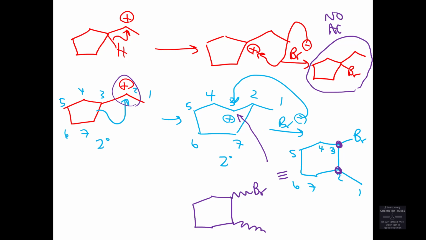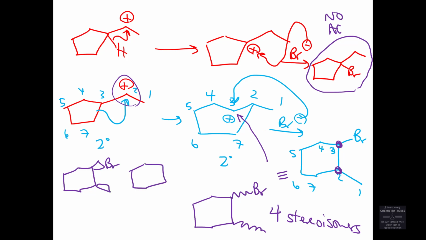So those 2 wonky squiggles right there really represent how many products? 4 stereoisomers. A pair of enantiomers and another pair of enantiomers. 4 stereoisomers. I won't always draw them all, but I'm going to do it right now. There is one pair of enantiomers. Here's the other pair of enantiomers.